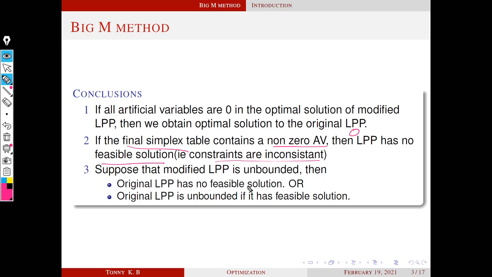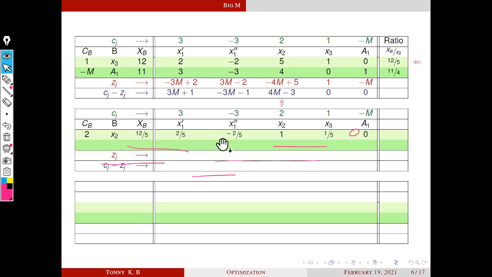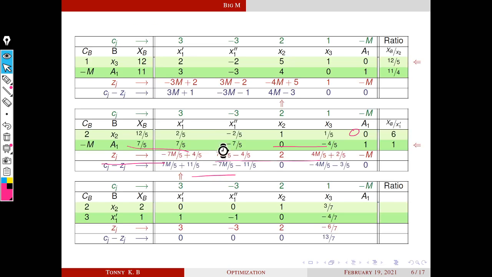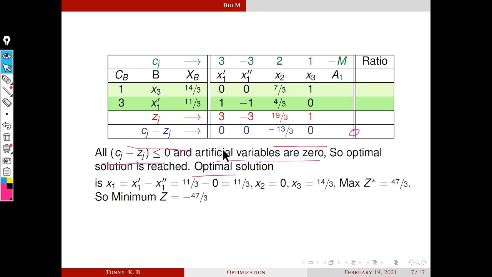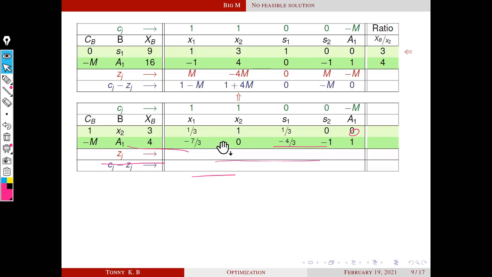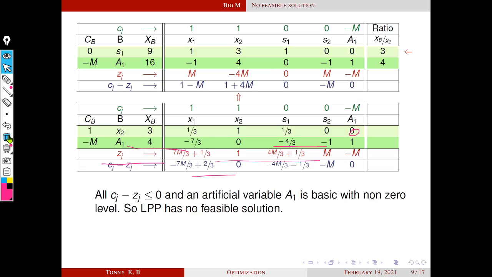Okay, this is the second case. We have one more condition: if the modified LPP is unbounded, then we have two conditions. Anyway, for this problem, we reach the optimum table, but there is an artificial variable a1 in the basis at a non-zero level. So the LPP has no feasible solution.